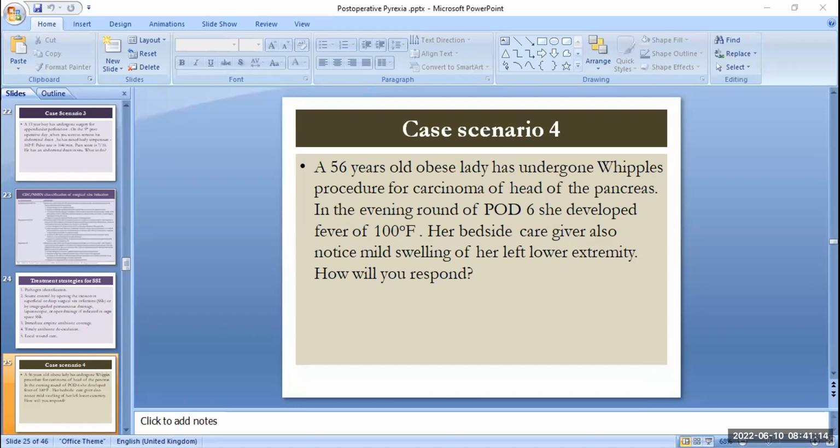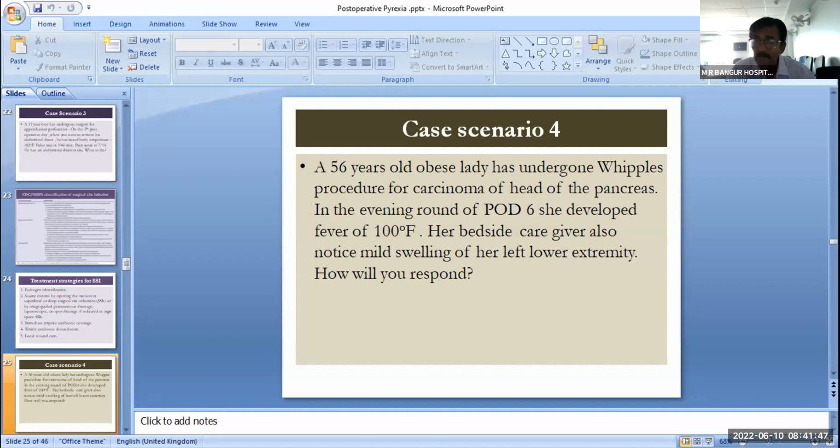Sir, I will ask for pain at the site of the swelling from the patient. If she complains of pain, then I will proceed with pain management and fever control. What do you think? On the 6th post-op day, the patient has mild swelling in the lower extremity and fever. What is in your mind? Sir, deep vein thrombosis might have occurred, sir.